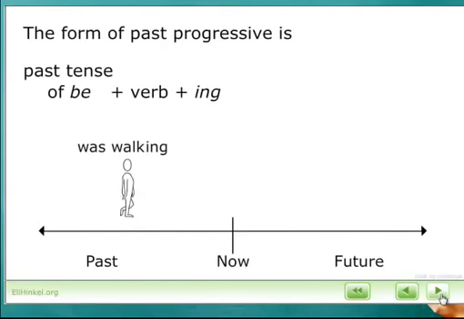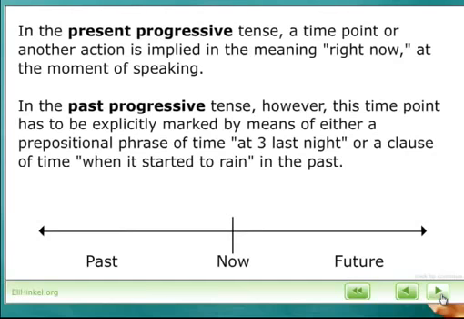The form of past progressive is past tense of be, which is was, plus the verb, plus ing, was walking. In the present progressive tense, a time, point, or another action is implied in the meaning right now. In the past progressive, however, this point of time has to be marked by means of either a prepositional phrase, like at 3, or a clause of time, like when it started to rain.